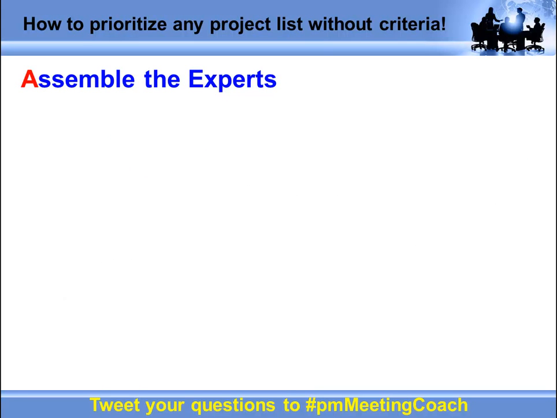So the second step is to assemble the experts, and yes, that means have a meeting. Remember though, you are just facilitating this meeting. You don't have to be an expert on all of these projects. You don't have to be an expert on all of these things. This is a meeting that you can facilitate. This is a meeting anyone can facilitate. I have taught many, many, many people to facilitate these project prioritization meetings. Some of the people I've taught are not facilitators. In fact, a lot of them are project managers or portfolio managers.